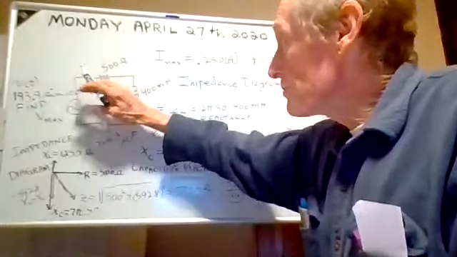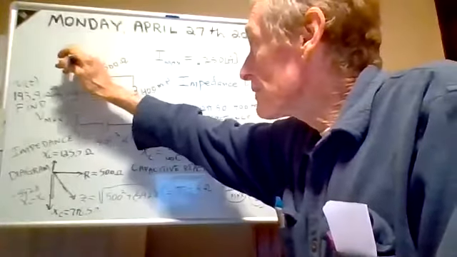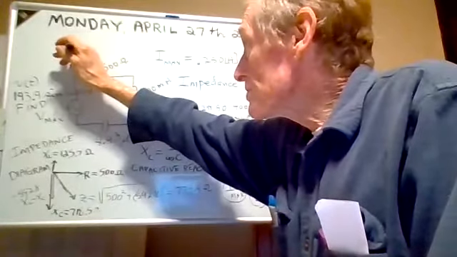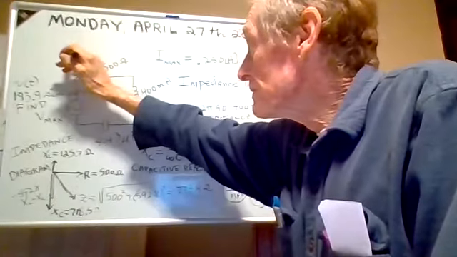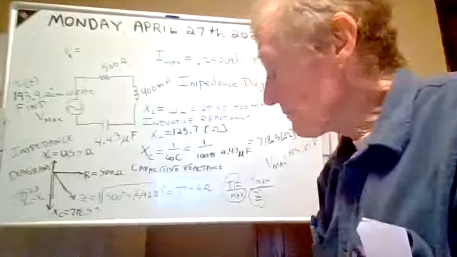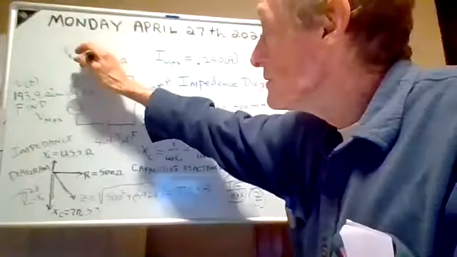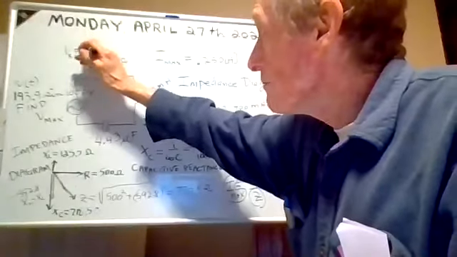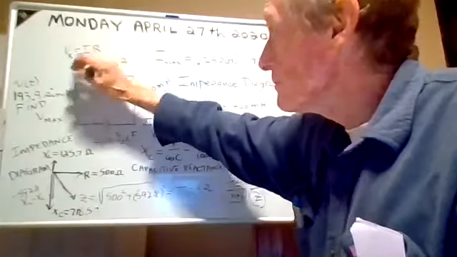The maximum voltage on your resistor will be IR, V equals IR. We know that.